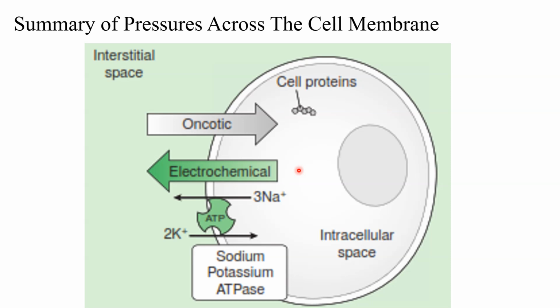Why is the inside more negative? Because of impermeable protein. Because of this negativity inside, any positive charge, including potassium, sodium, or any other, has an electrical gradient to move inside. Is it clear? Electrically, because inside is negative.